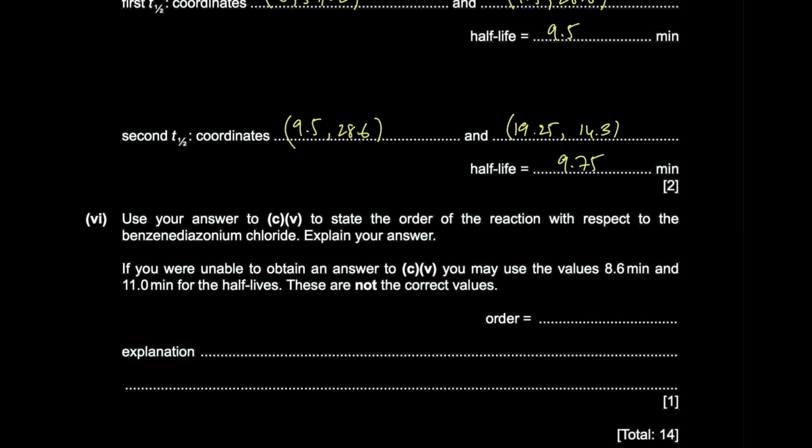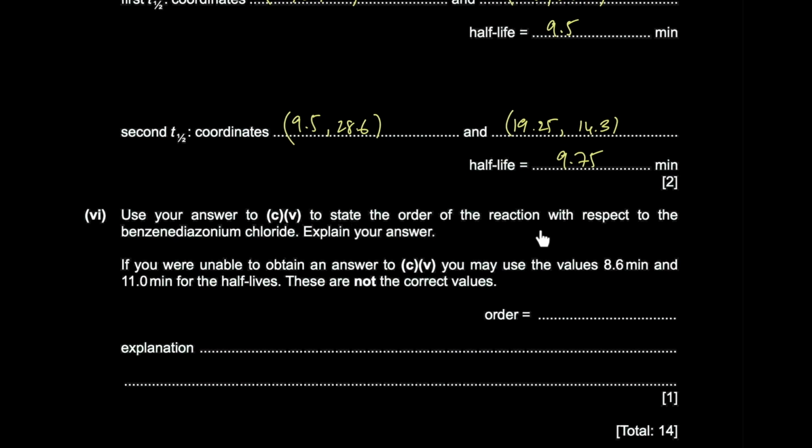Use your answer to part C 5 to state the order of the reaction with respect to the benzene diazonium chloride and explain your answer. So it's order 1 because the half-lives are constant. I've taken successive half-lives, but you don't have to take successive half-lives. So that's the answer.